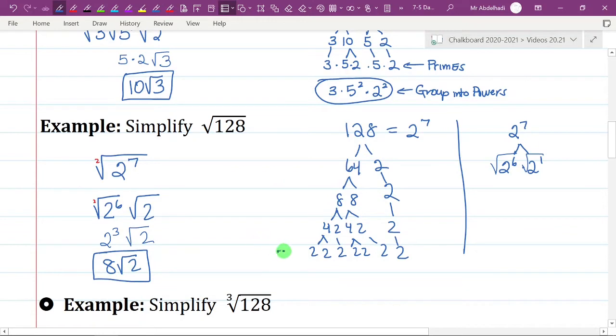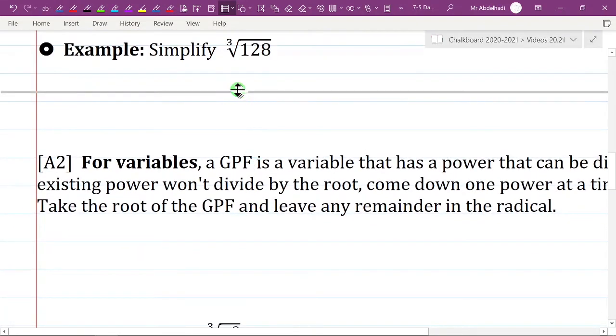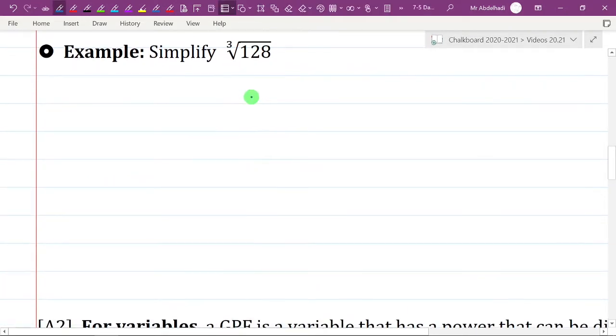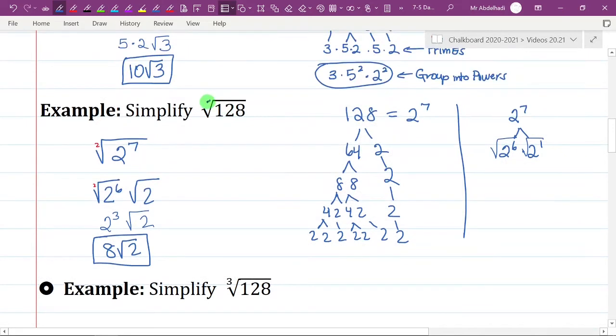All right, let's try another one. This time we're not doing the square root of 128, we're doing the cube root, the 3rd root of 128. So that's a 3rd root there. Last time it was a square root because there was no number here, it was a 2nd root. This time we're doing a 3rd root. Now the process is exactly the same.